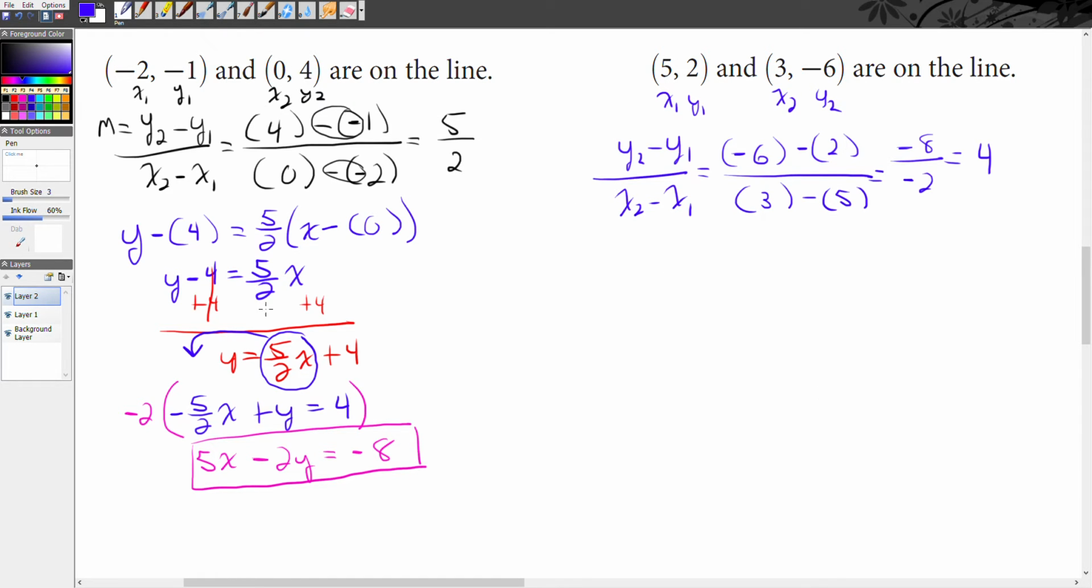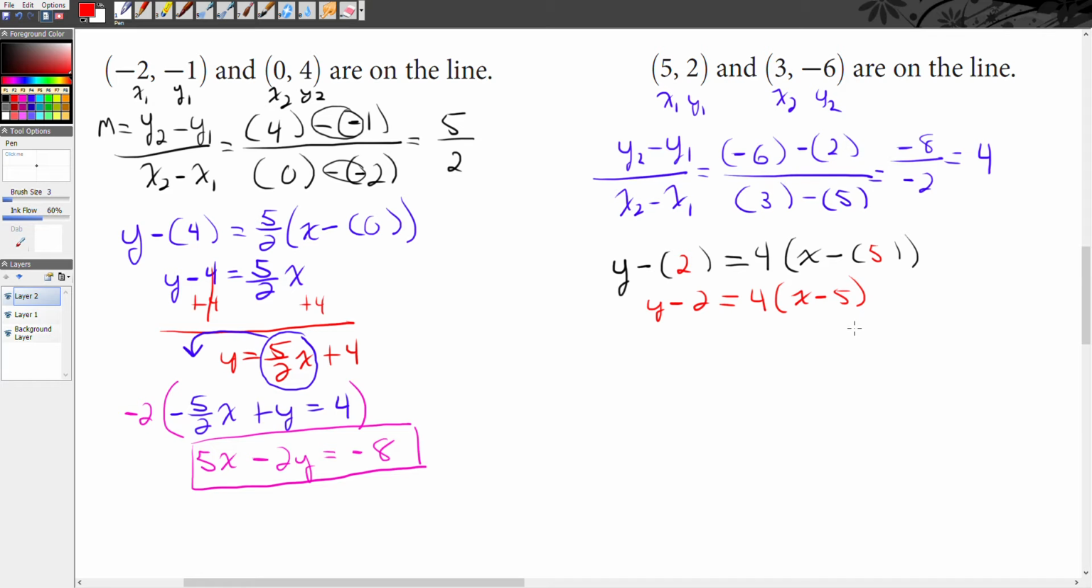So we go into our point slope form, and we're going to say y minus y1 equals our slope 4 times x minus x1, and let's pick a point here. Let's go with 5, 2. So my y value is 2. My x value is 5. We're going to clean this up. We get y minus 2 equals 4 times x minus 5.